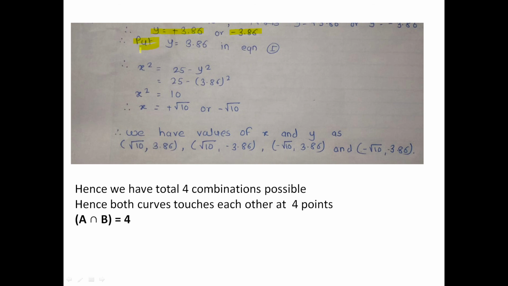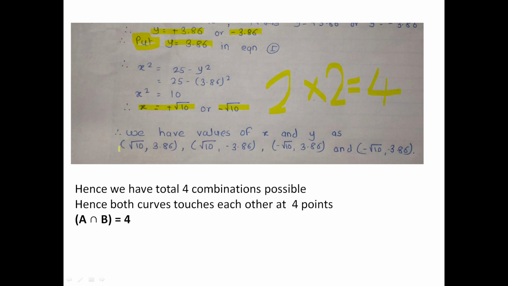Now I have to find the value of x. So what will I do? I will put y is equal to 3.86 in equation 1. From that I get the values of x. I got two values of x: x is equal to plus root 10 and x is equal to minus root 10. So I will combine these values of x and y. I have two values of x and two values of y, so how many combinations will I get? 2 cross 2 is equal to 4. I will get a total of 4 combinations.